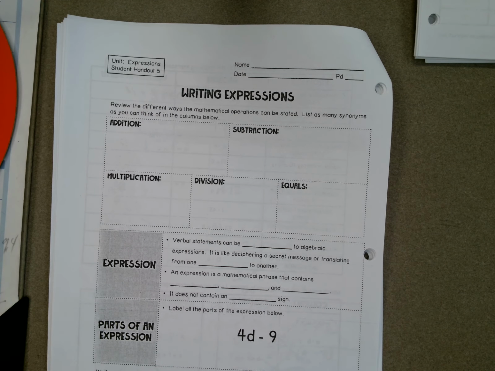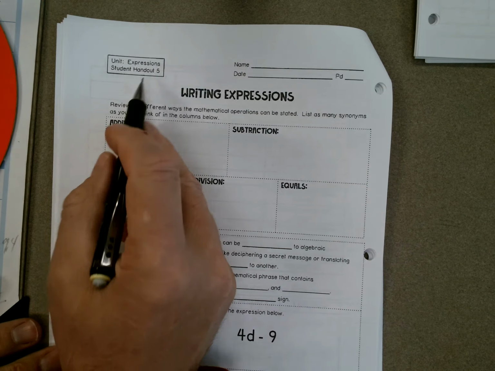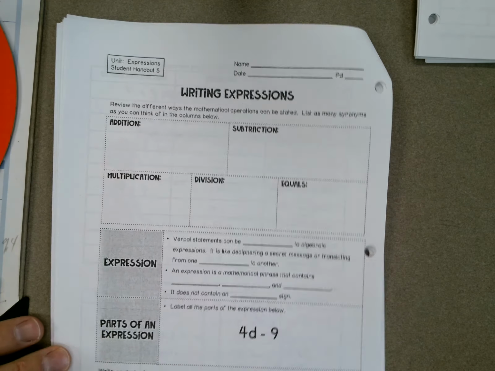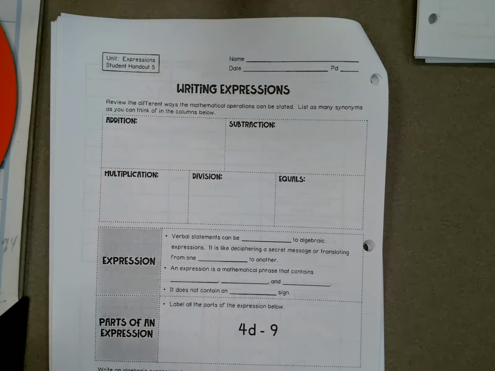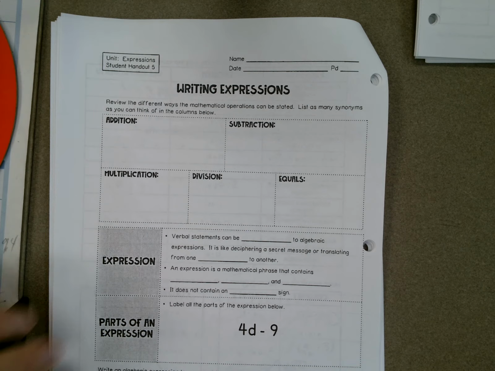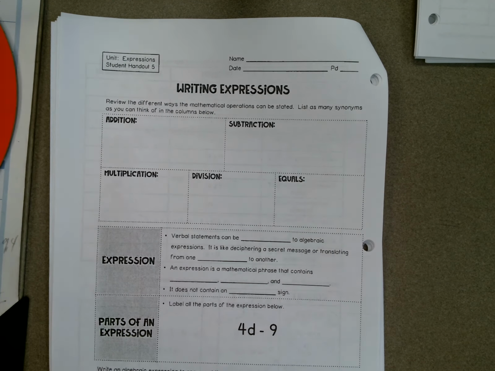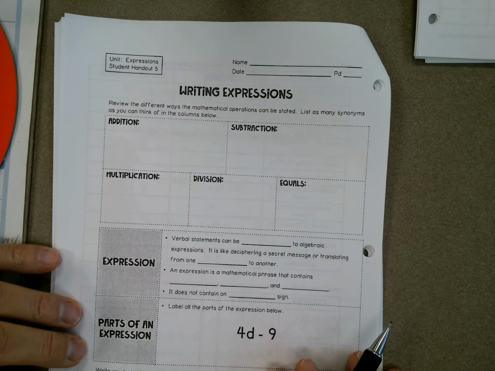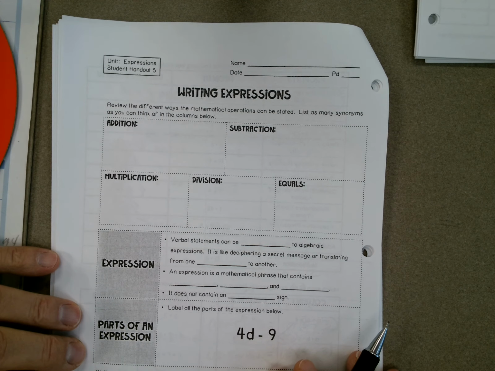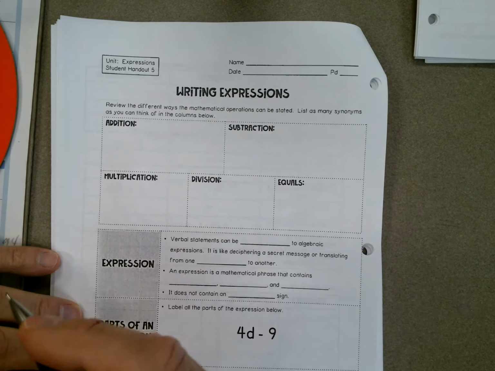We're getting closer to the end of the packet. We're in Unit 7, Lesson 5, Writing Expressions, and this is going to take some time because there's a lot of vocabulary here. So stay with me. We're going to buzz through this and keep rolling with it. Review the different ways the mathematical operations can be stated. List as many synonyms as you can think of in the column below. Synonyms, same, right?